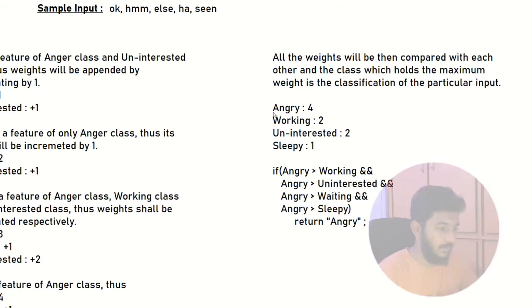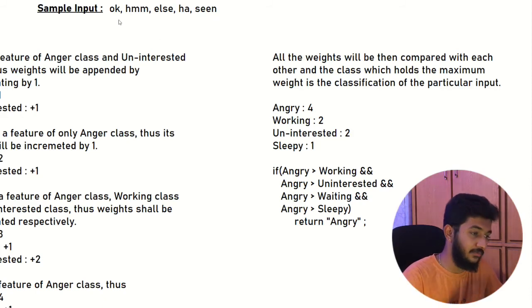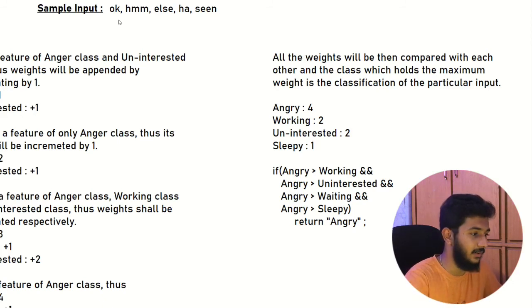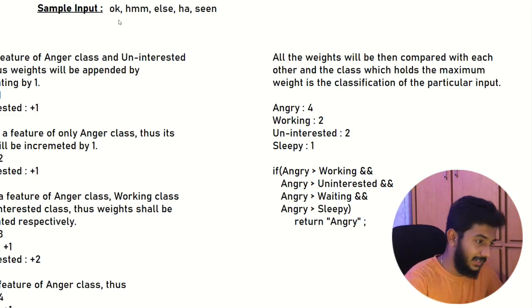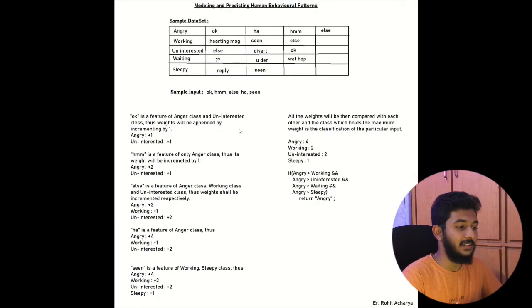See, here the anger class wins because the weight of anger class is 4. So I can simply say that if the chat responses are okay, else, ha, and seen, if the message is seen or not replied, I can easily say that that person is angry because here the anger class wins. So this is how I've classified the behavior according to the chat responses.